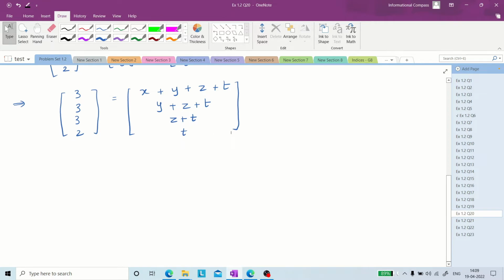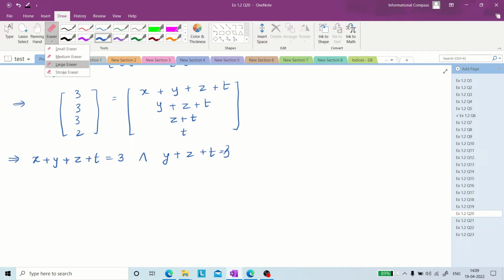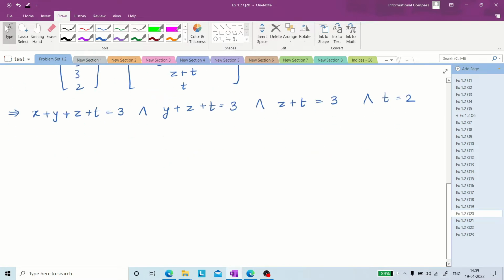Moving on to the next step, we are going to take the intersection, that is x plus y plus z plus t equal to 3, intersection y plus z plus t equals 3, intersection z plus t equals 3, intersection t equals 2. So this is what we are going to work with.